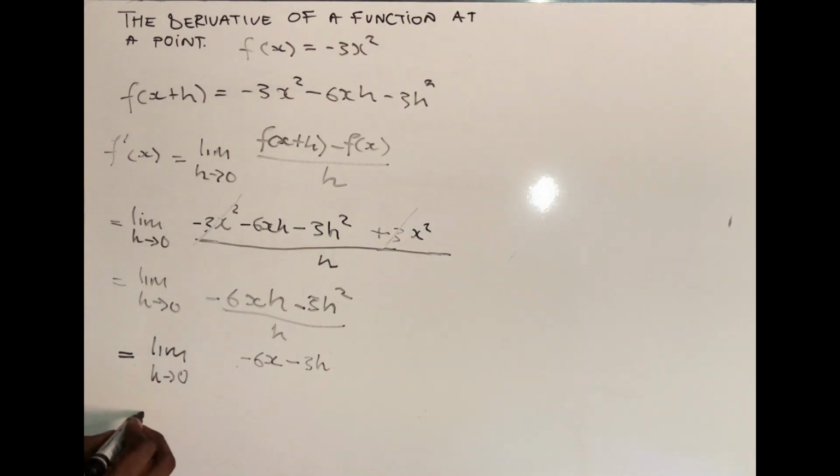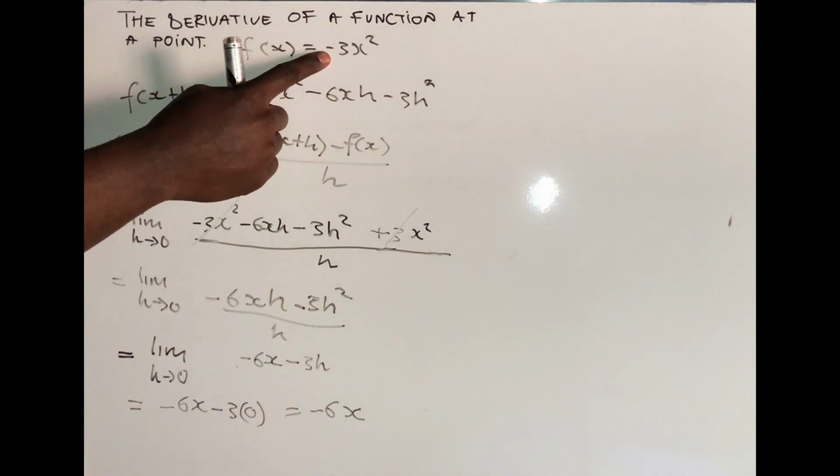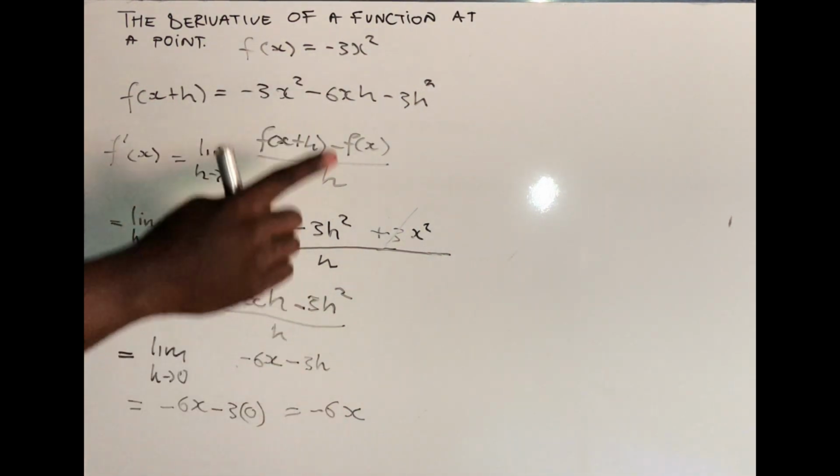You will say negative 6x minus 3 times 0. Since h approaches 0, where there's h you put the 0. And then you will get your answer to be negative 6x. So this is your final answer. This is the derivative of this function.